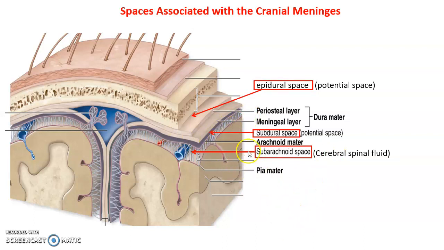And then the third space is an actual always present space. That is the subarachnoid space. Subarachnoid space is between the arachnoid mater and the pia mater, and it is filled with cerebral spinal fluid, which helps to protect the brain.